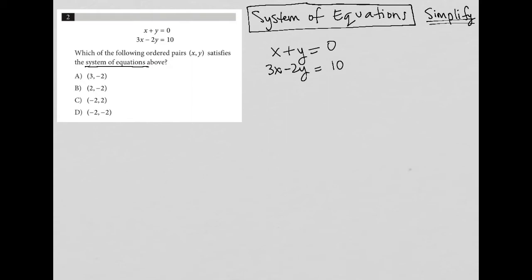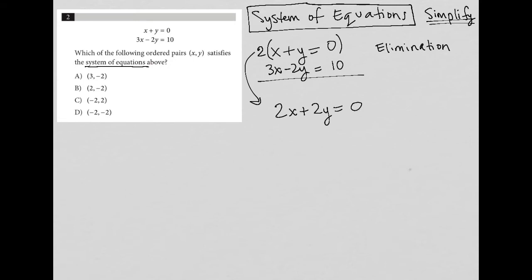So there are a couple ways to do this. The traditional way that you have typically learned in school is through a method called elimination. We use the method of elimination here by multiplying the top equation by 2, so that the top equation is now 2x plus 2y equals 0. The bottom equation will remain the same, 3x minus 2y equals 10.